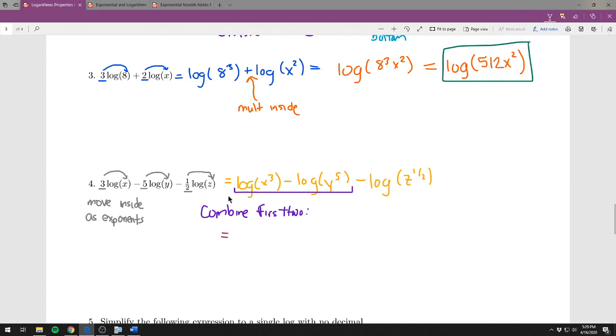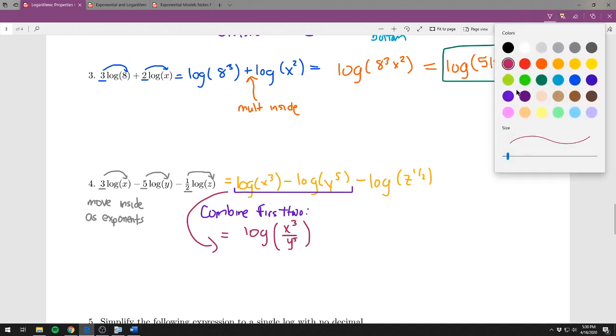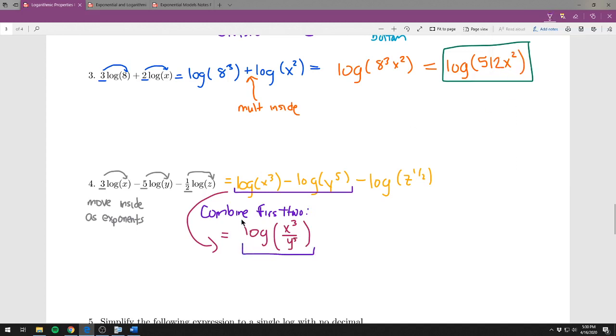All right, how do we combine these 2 into 1? Well, subtraction becomes division inside. So this first thing we have is log of x cubed over y to the 5th. That almost doesn't look like an exponent. Let me fix that. All right, so the first 2, log of x cubed minus log of y to the 5th becomes log of x cubed over y to the 5th. And we want to make sure we just bring on down the minus log of z to the 1/2. Don't forget about it because it's still part of our answer.